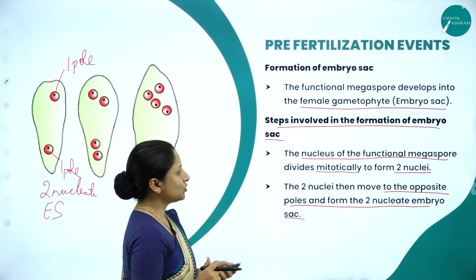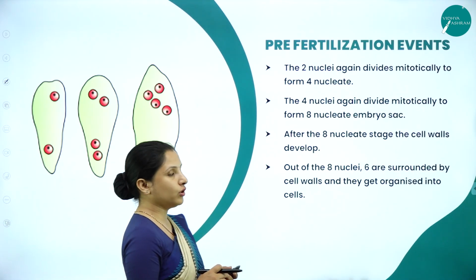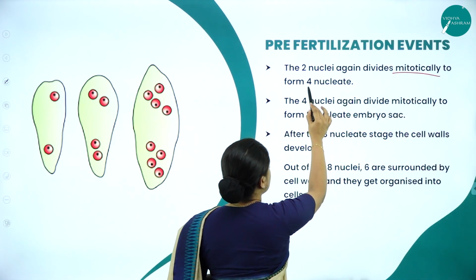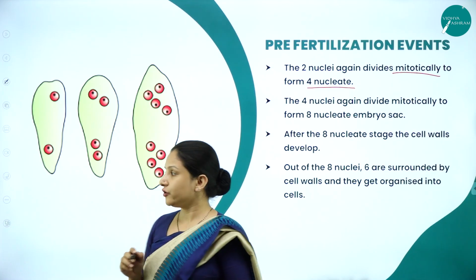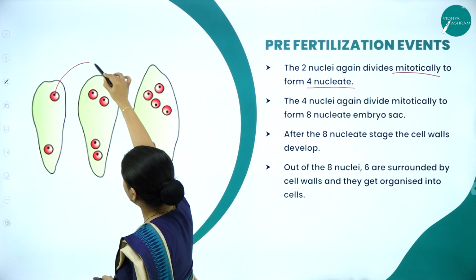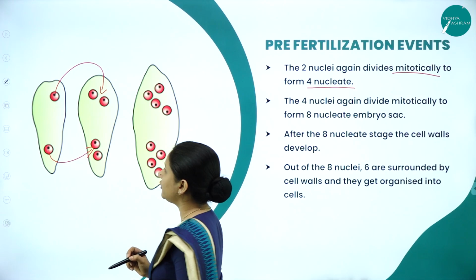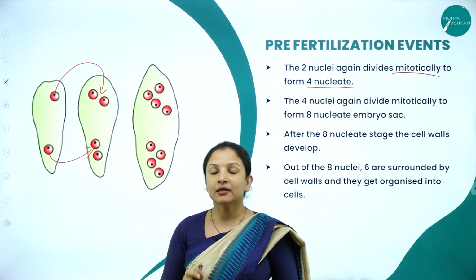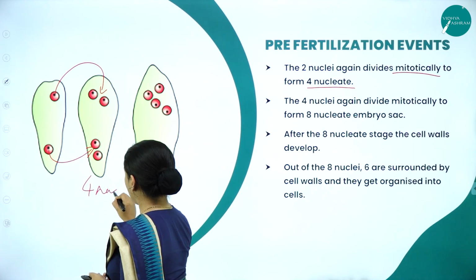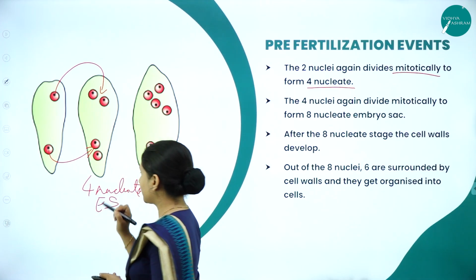Now these two nuclei inside the embryo sac at the opposite poles will again divide mitotically. Therefore, when they divide mitotically, how many nuclei will get formed? Four nuclei. Can you see here? This will divide to form two nuclei, and this will divide to form two nuclei. Therefore, how many nuclei inside this? Four nuclei. So a four-nucleate embryo sac will get formed.